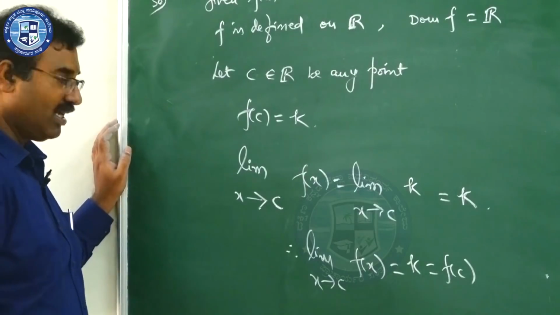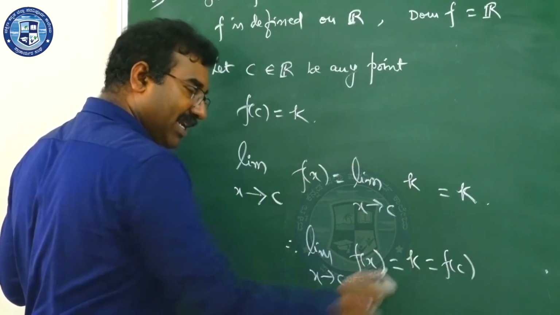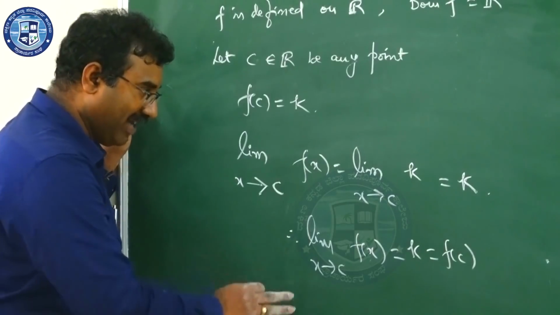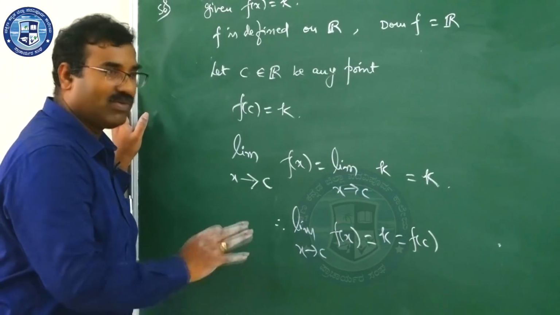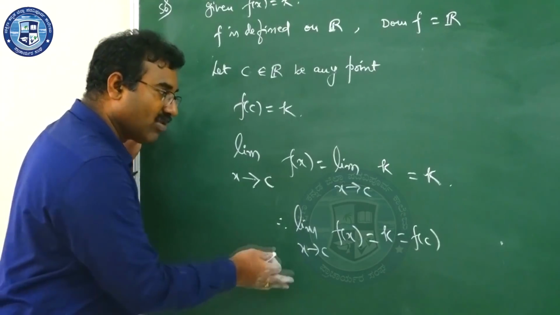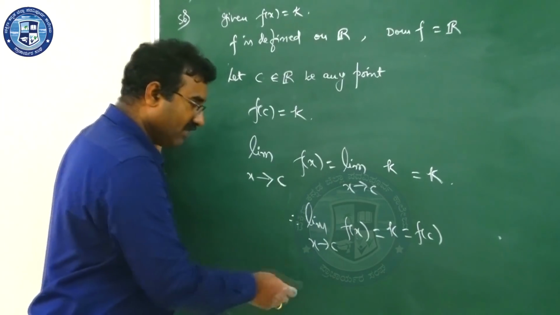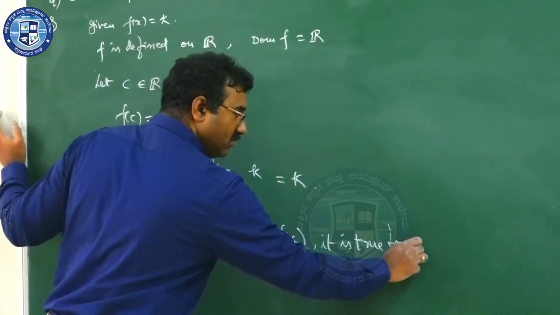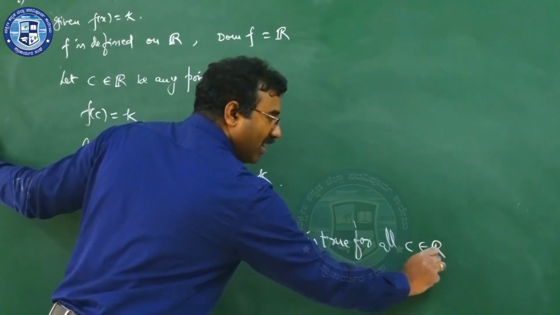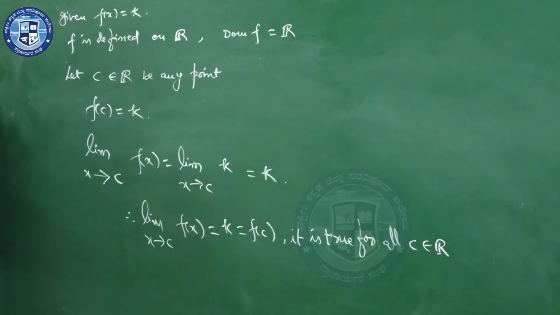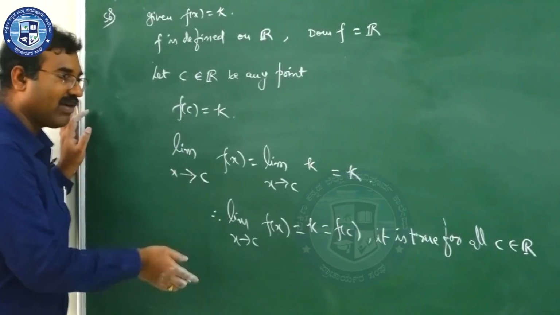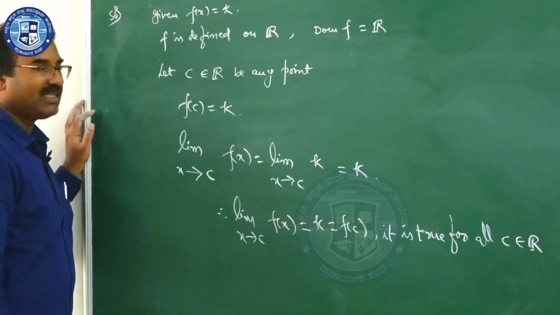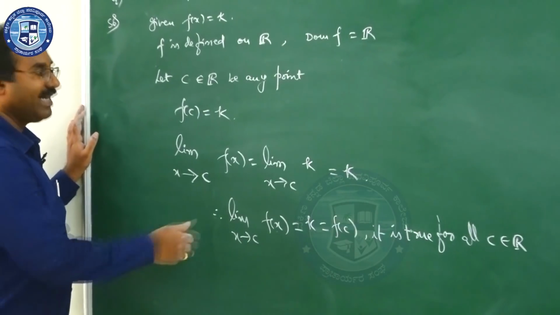What do you mean by that? The limiting value of the function and the functional value at x equal to c are equal, right? Limiting value and function value at x equal to c, they both were equal. Then what can we conclude now? It is true for all the real numbers, right? It is true for all c belonging to R. That means we proved it for all the real numbers. Indirectly what we are saying here is that this function is continuous in the entire real number system.